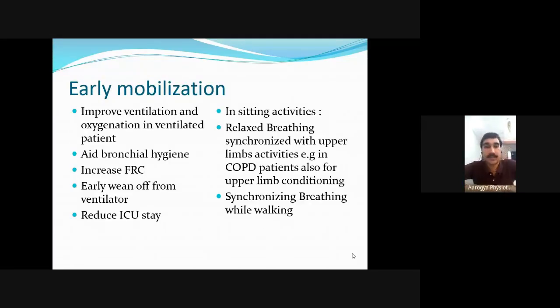Early mobilization. It is very important to mobilize the patient. So the baseline is mobilize as early as possible, but it should be feasible. It is not that you should mobilize irrespective of seeing anything. You have to see the ventilator mode, the settings, the patient parameters, the patient status, the patient response, and then you decide when to mobilize and how much to mobilize.